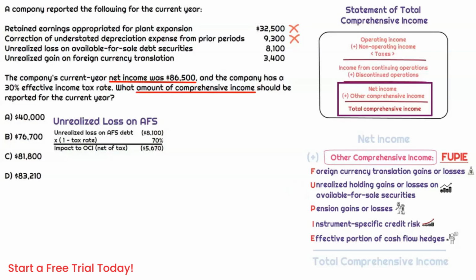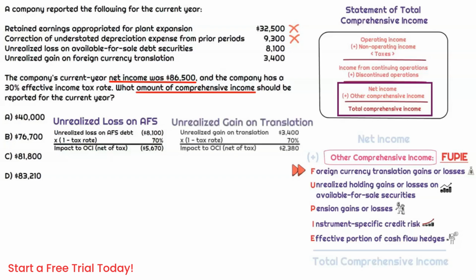Now, the next one says unrealized gain on foreign currency translation. Well, that's the F in our FUPI mnemonic, right? And when we have translation, that's going to OCI as well. Now, the unrealized gain on translation here is $3,400. Do the same net of tax calculation, so multiply by 70%, and that tells us the impact to OCI, which is a gain here, so it's a positive number, is 2,380.